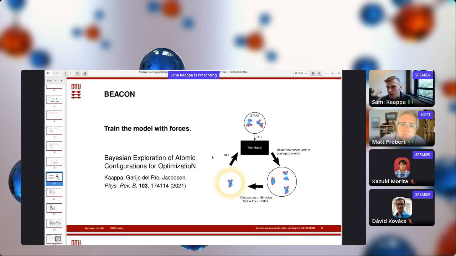I guess you can see my window still. Yeah, it's a question of how do you generate the different structures to start with for your relaxation. You've got a local relaxation, but where do the different starting structures come from?